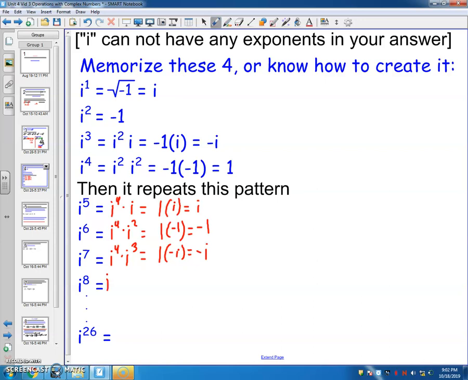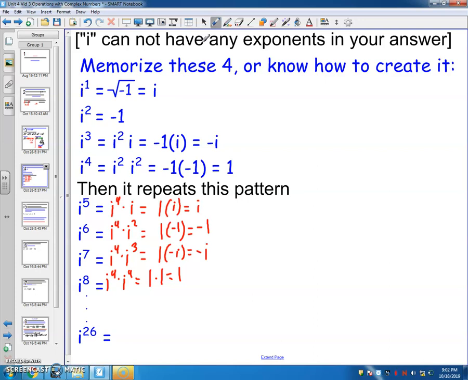And i to the 8th is just i to the 4th times i to the 4th, because the exponent rule says the same base, add the exponents. 4 plus 4 is 8. But that's 1 times 1, that's just 1. It just keeps going. The shortcut here is, if you get a big number like this, you should just subtract 4 until you get to a number between 1 and 4.